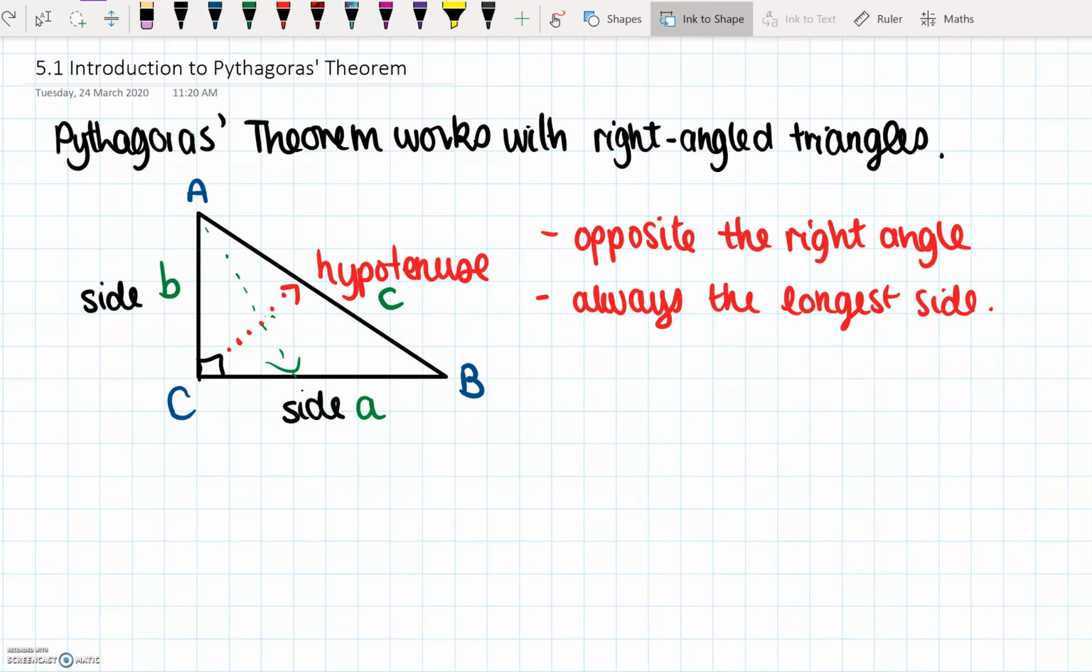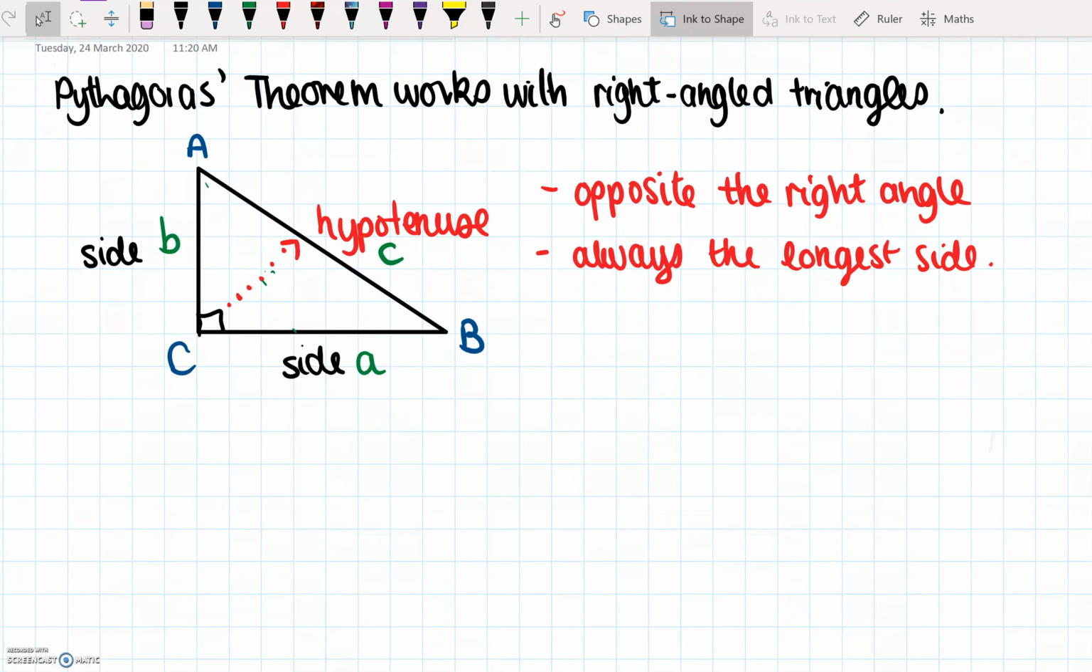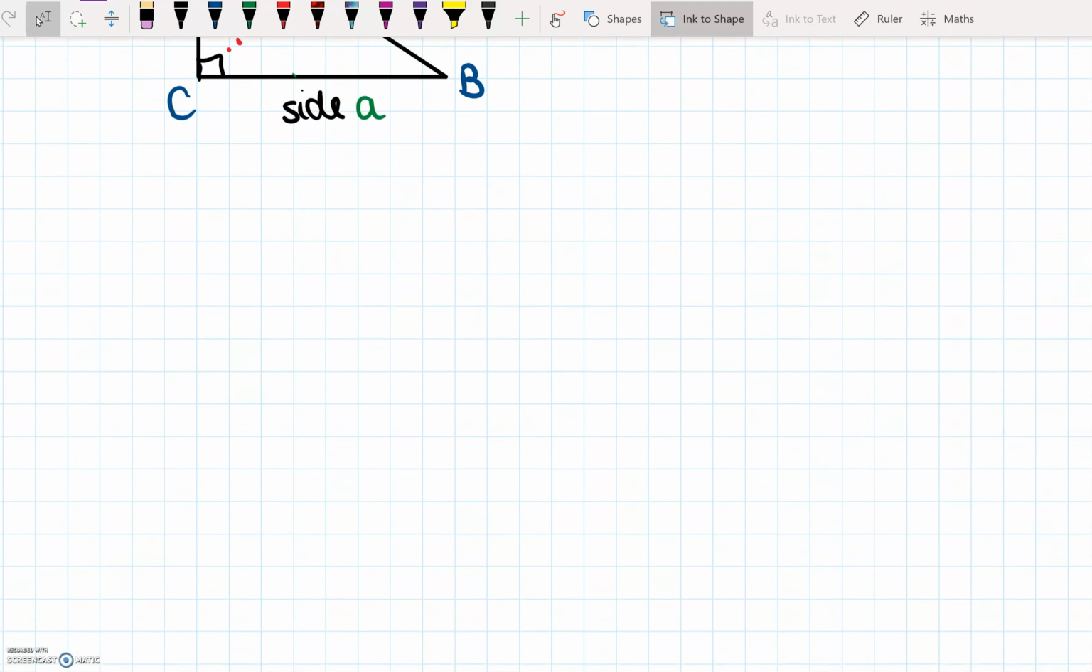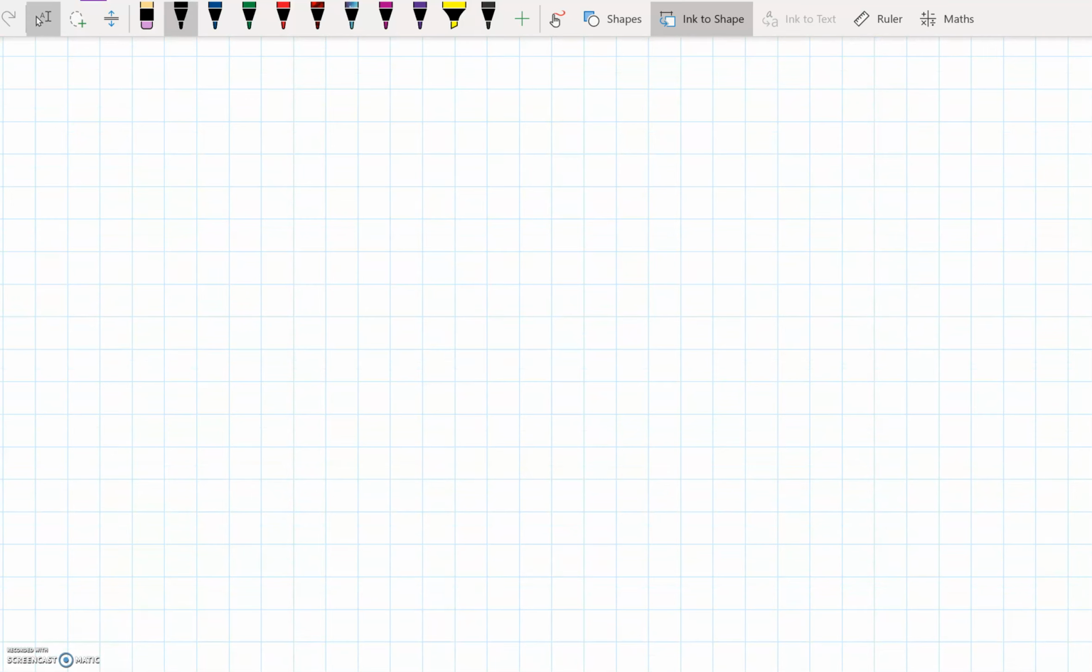Okay, and this is how we label our right angle triangle. All right. Now, Pythagoras' theorem. We're going to come up with a formula in a sec, so we're going to write it with a formula, but firstly I want to actually show you how this works. Okay, so this might be a little bit tricky for me.